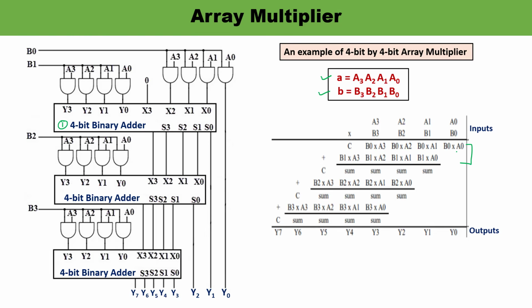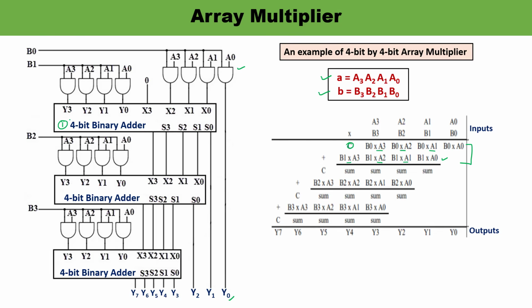Now just observe it. What is the first term? A0, B0. Simply an AND gate is being used. And what is the output? Y0. Now you can observe the 4-bit binary adder. How many inputs will be there? 4 bits. So here you can observe these terms. Y0, Y1, Y2, Y3 I have mentioned. And here X0, the first term is being taken directly. So this is X0, X1, X2. And at this particular stage, there is no term. So this term is being taken as 0. 0 is being taken as X3.